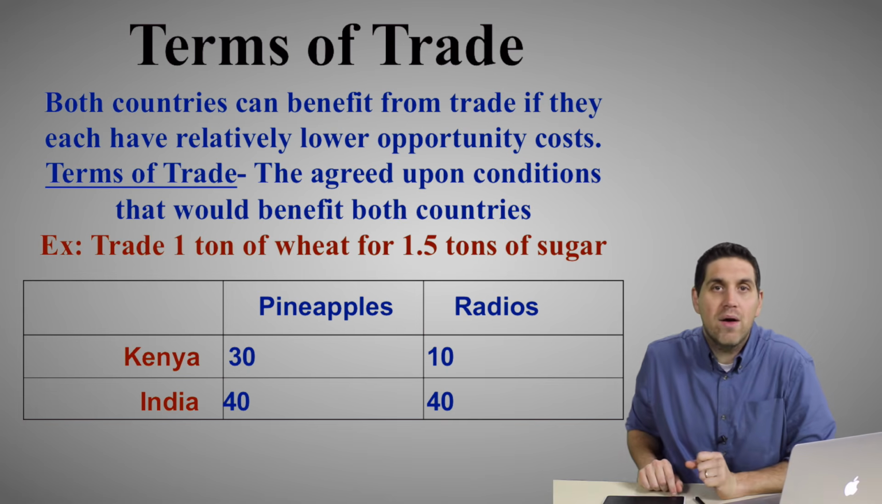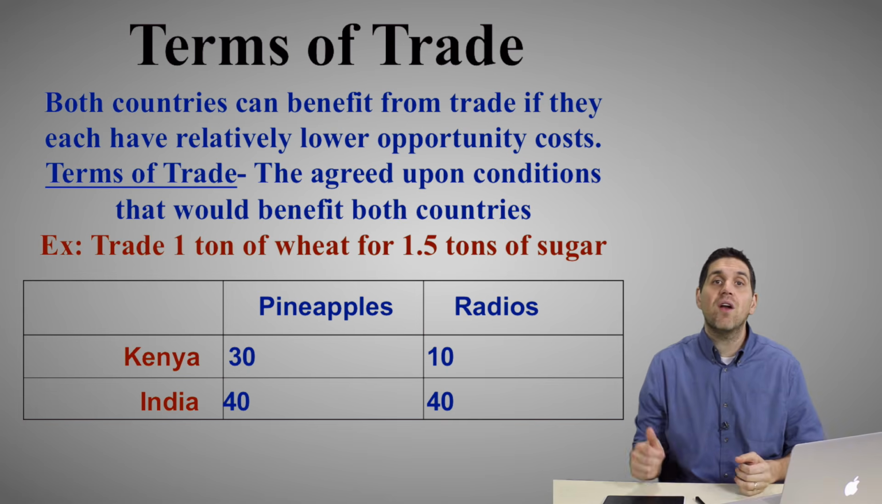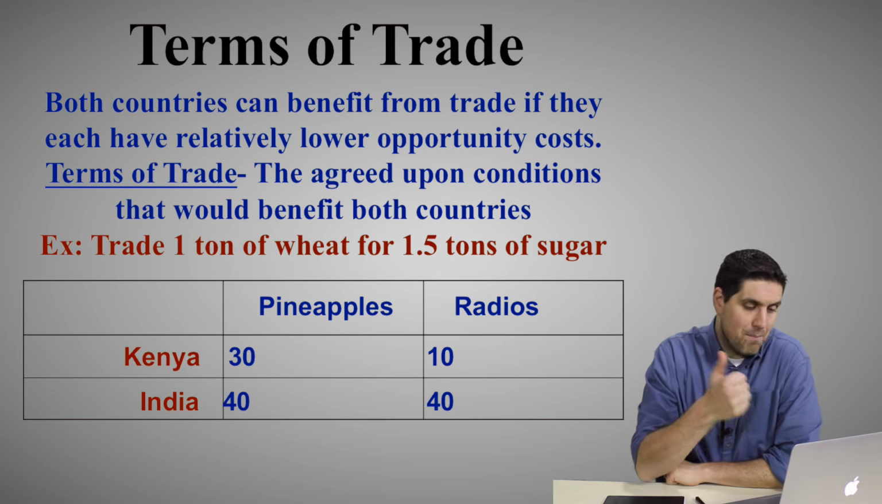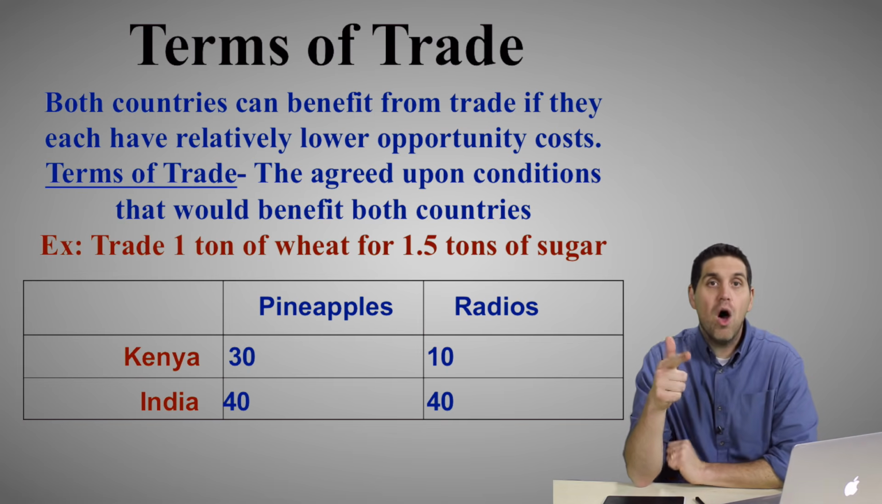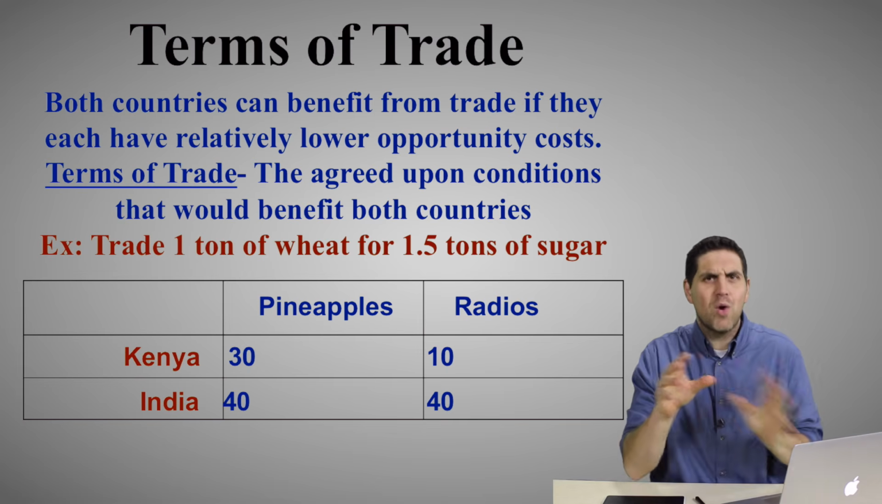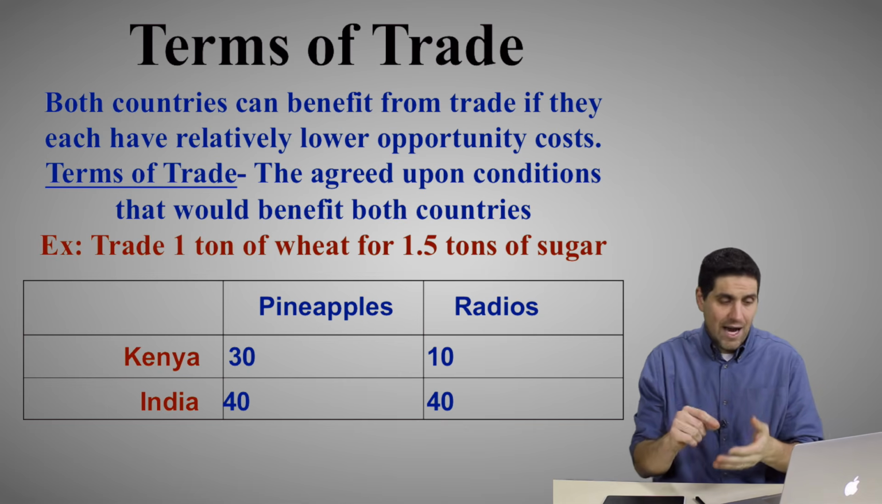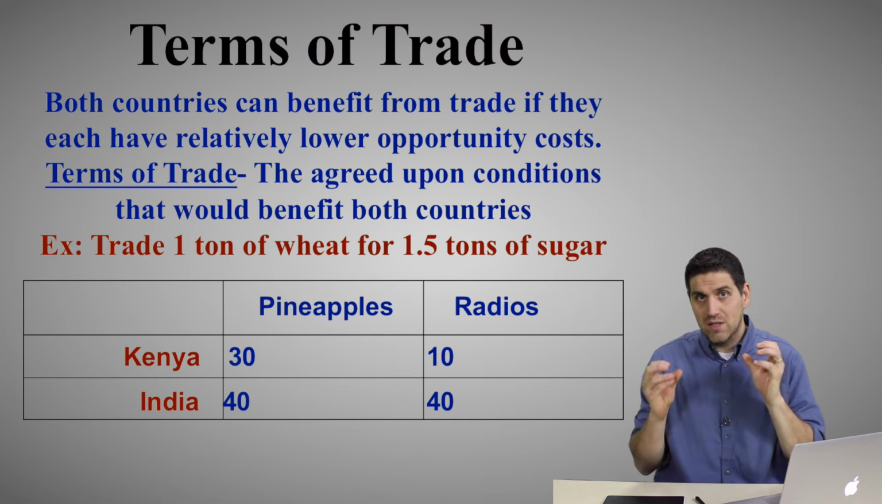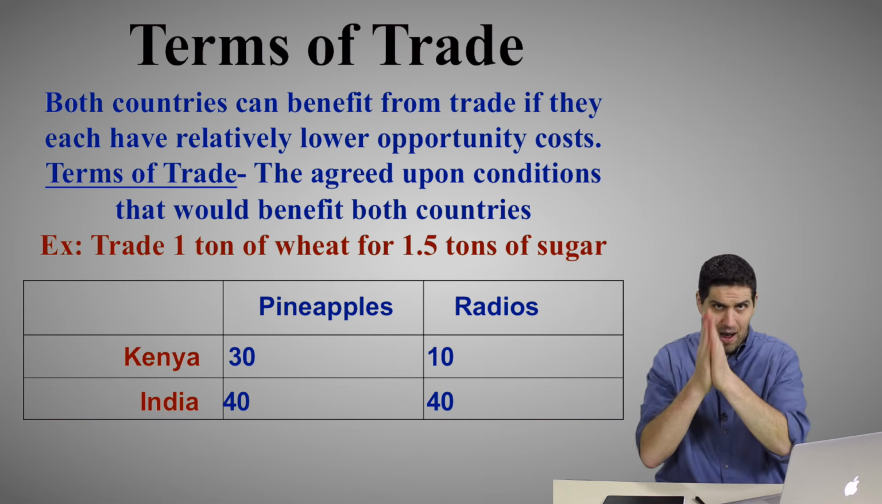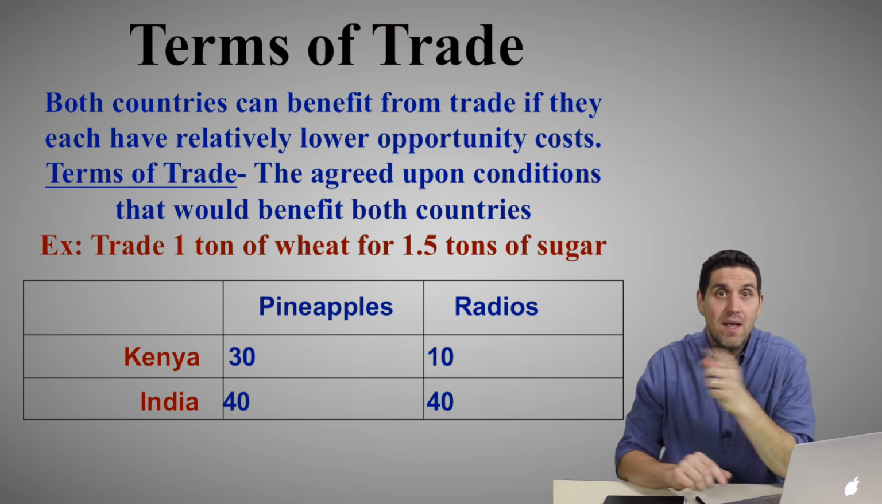What I want you to do right now is pause this video. I want you to figure out who has an absolute advantage in pineapples and radios, who has a comparative advantage in pineapples and radios. Also, I know you want to do the quick and dirty, but I want you to try to actually calculate the per unit opportunity cost for each one of those and figure out who has a lower opportunity cost, all right? All right, pause the video, see how you do. Okay, you got it? Here we go.